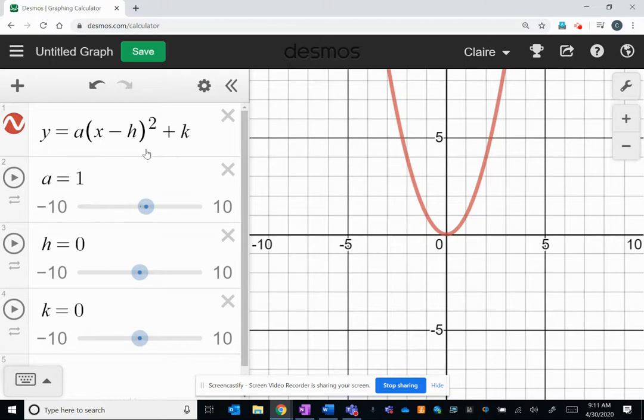The only thing that they seem to have in common is this a value. The new things here are this h and this k, and I think the structure of it is kind of funky as well. So let's explore just a little bit. And let's look at this a value.